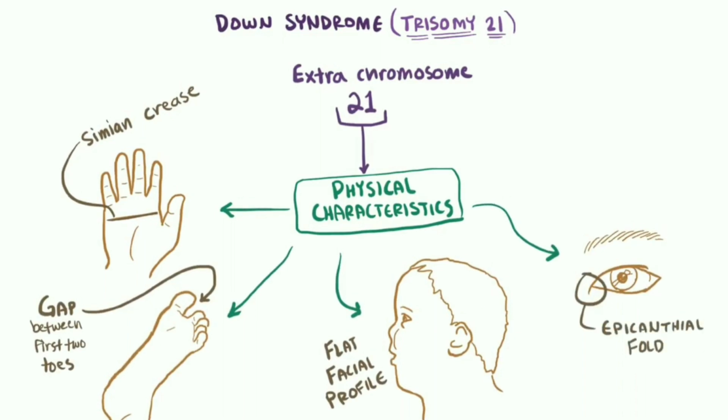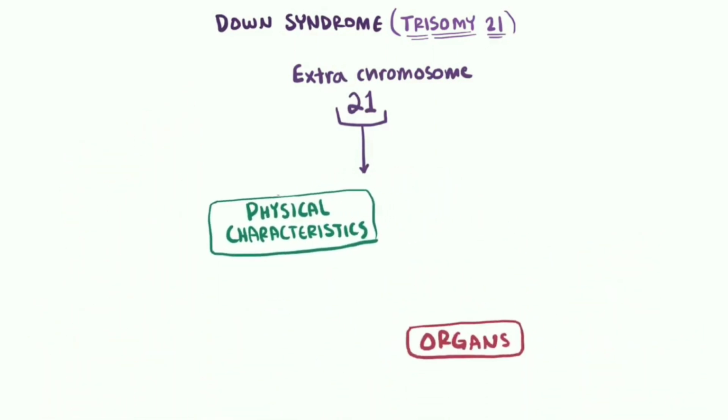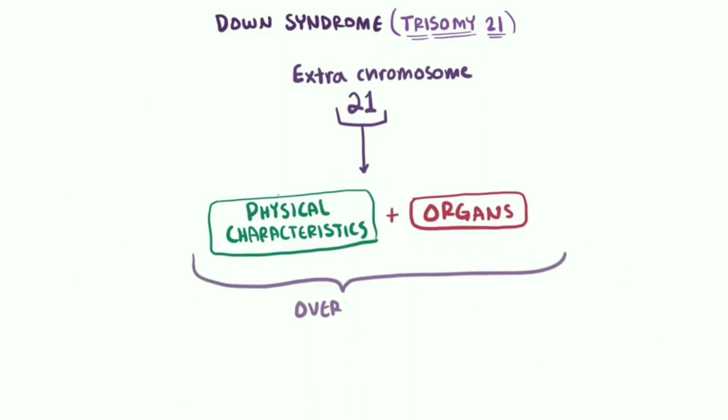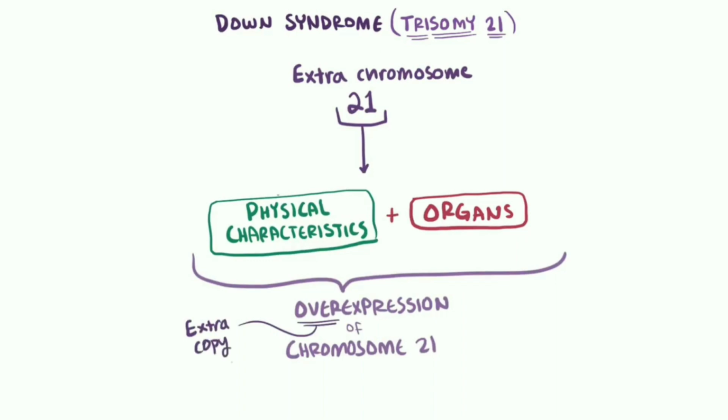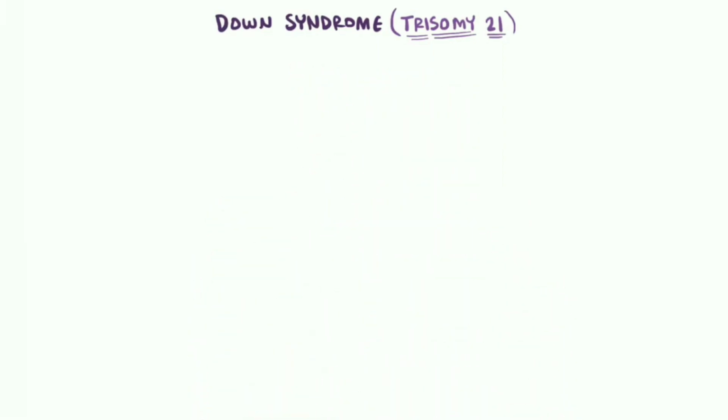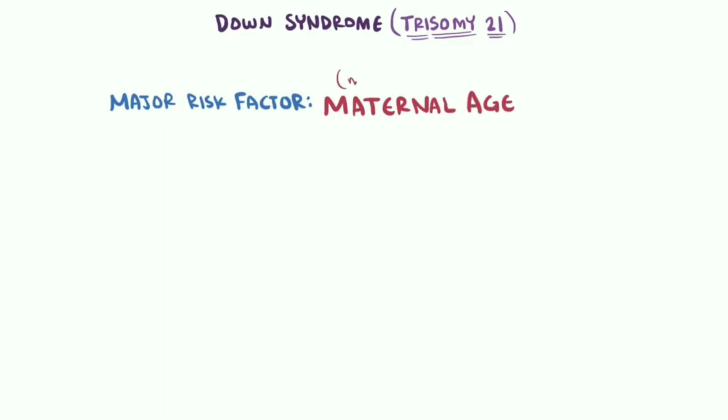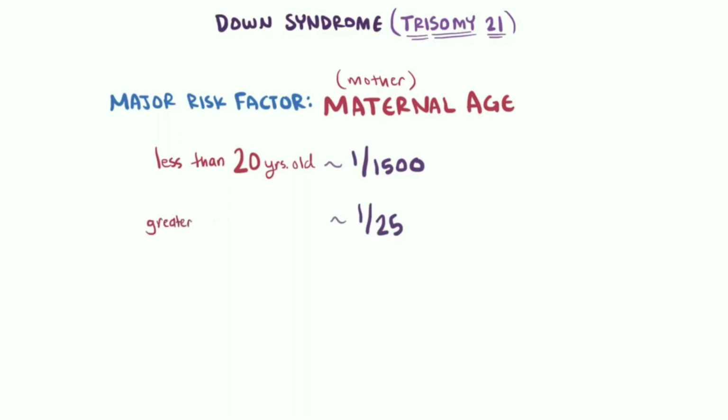Having an extra chromosome 21 is thought to affect these symptoms through the expression of genes on chromosome 21, since an extra copy contributes to increased gene expression, which changes the development of all the systems just listed. Now, a major risk factor for Down syndrome is maternal age, the age of the mother. Trisomy 21 happens about once in 1500 births where the mother is younger than 20 years old, contrasted to about 1 in 25 births where the mothers are older than 45 years old.